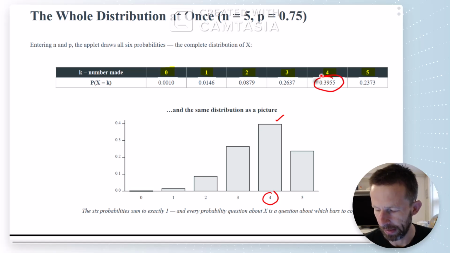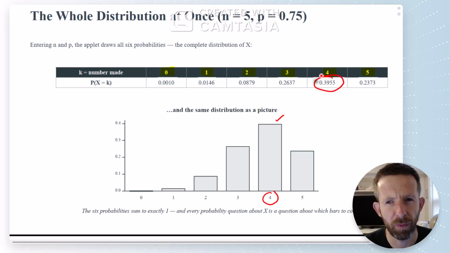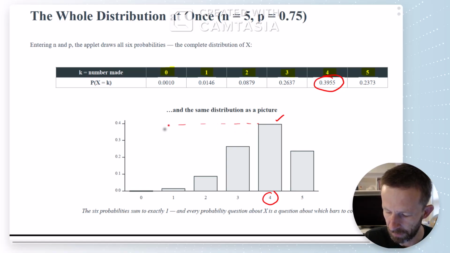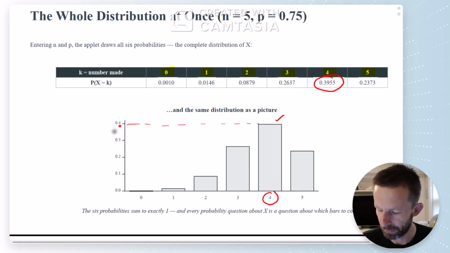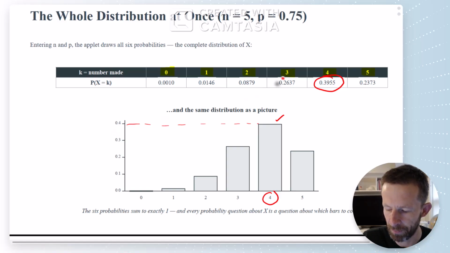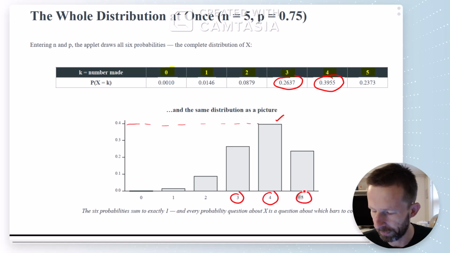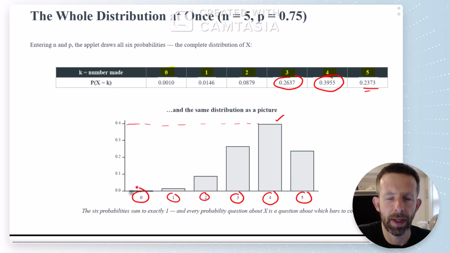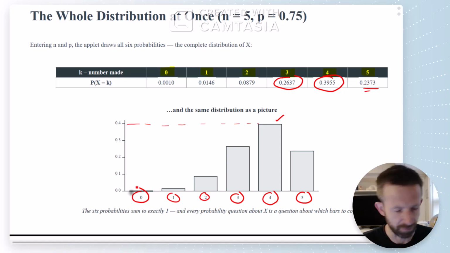Her most likely outcome is hitting 4 out of 5 free throws. She has roughly a 40% chance of hitting 4 out of 5 free throws. Then the next most likely outcome is she hits 3 out of 5. And the next most likely outcome is she hits all 5 out of 5 free throws, and that happens 23.73% of the time. Then 2, then 1. The most unlikely outcome as a 75% free throw shooter is she misses all of them. She goes 0 for 5.